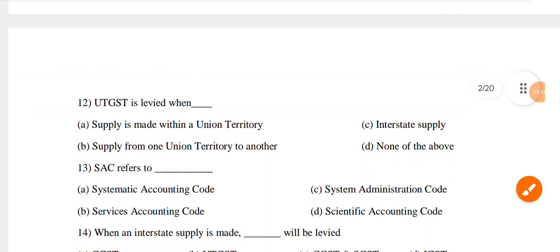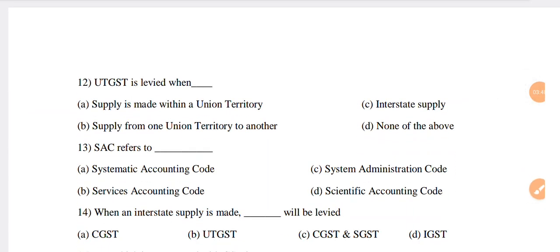Next question, UTGST is levied when dash. Option A supply is made within a union territory, B supply from one union territory to another, C interstate supply, and D none of these. The correct option is A.